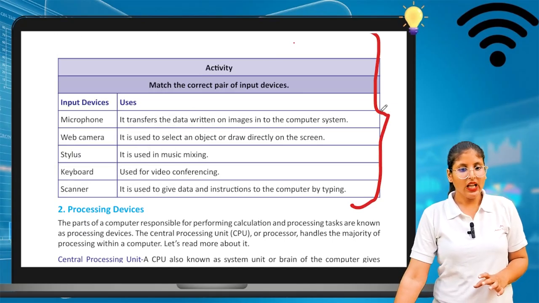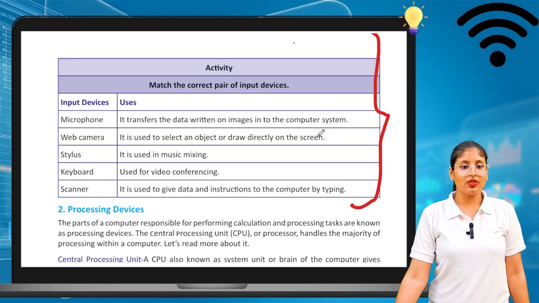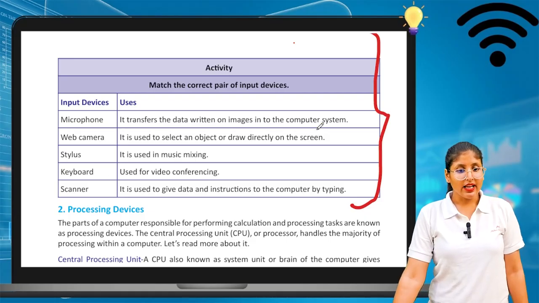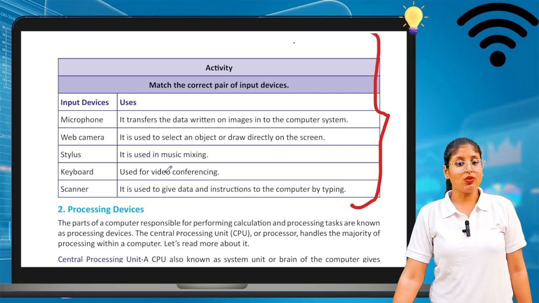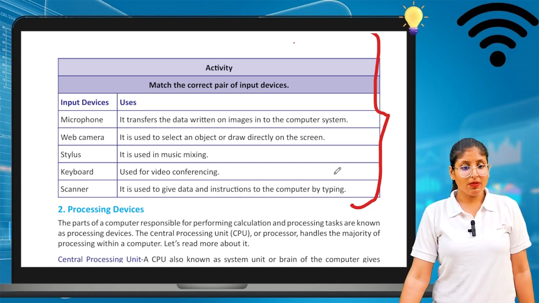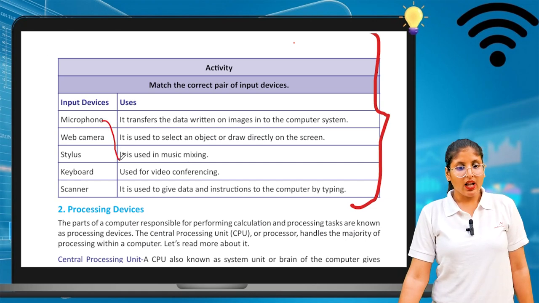Microphone. Let's see. First, it transfers the data written on images into the computer system. What is used to select an object or draw directly on the screen? With the help of what can we select? It is used in music mixing, so we can use a microphone. For video conferencing we use a webcam. It is used to give data and instructions to the computer by typing, so it is the keyboard. And it transfers data written on the image into the computer system.